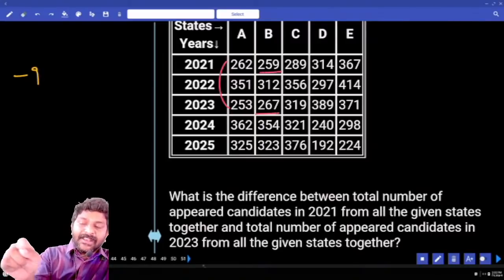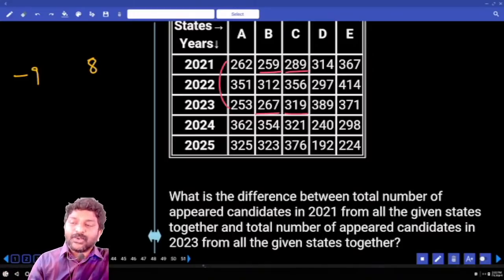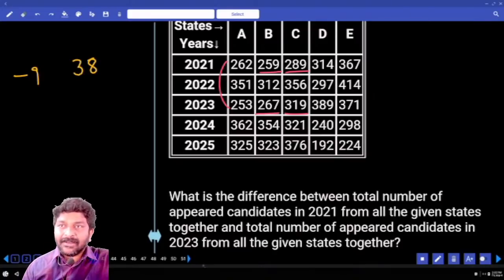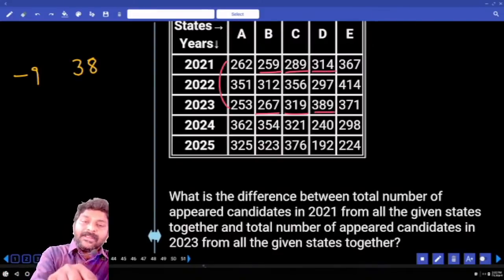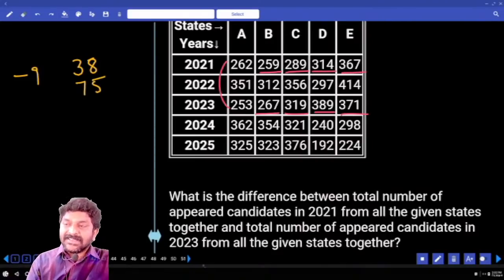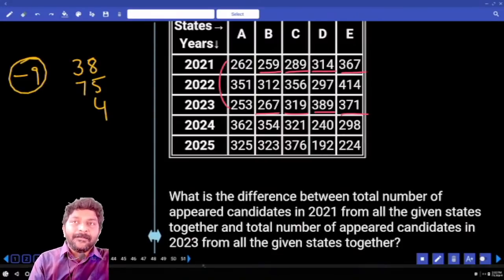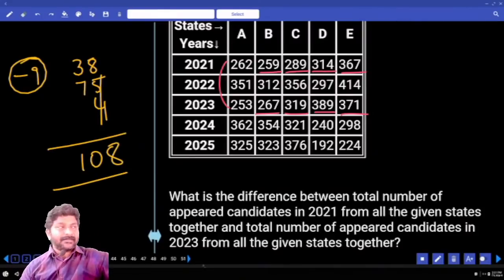267 minus 259, 8. 319 minus 289, 30. Already 8 we have, so I'll write 38. Okay. 389 minus 314, 75. 371 minus 367. So how much should be the negative number here? I'll take 9 out of these two numbers. So one number is 38, the other number is 70. Both 108. Over.